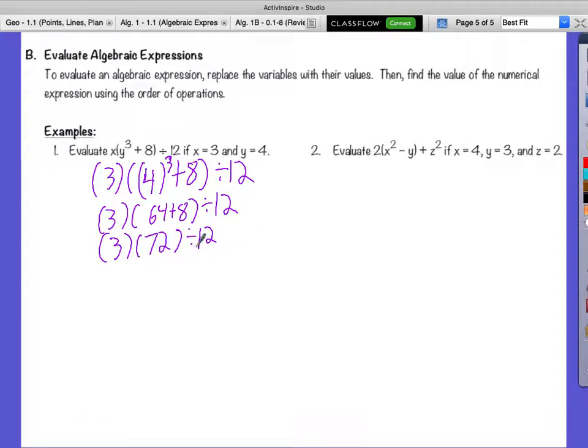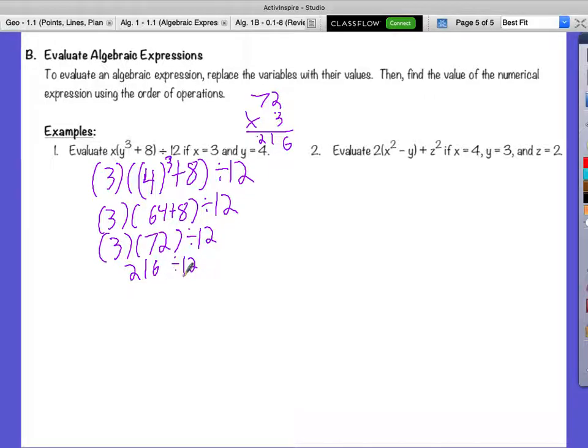Then we have to do what first? The times or the division? Times, right? 3 times 72 is 216. Might not know off the top of your head. 3 times 2 is 6. 3 times 7 is 21. Okay, 216 divided by 12.